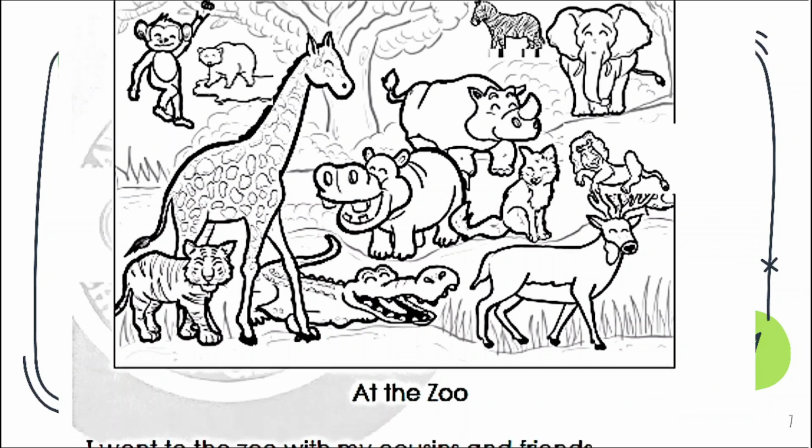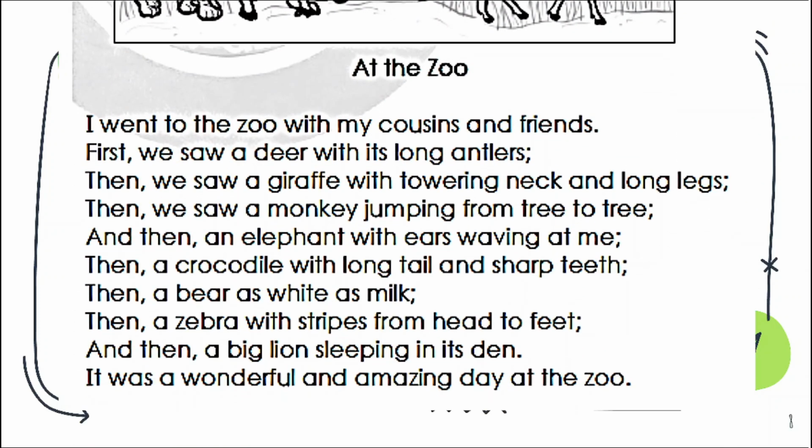At the zoo. I went to the zoo with my cousins and friends. First, we saw a deer with its long antlers. Then, we saw a giraffe with towering neck and long legs. Then, we saw a monkey jumping from tree to tree. And then, an elephant with ears waving at me. Then, a crocodile with long tail and sharp teeth. Then, a bear as white as milk.